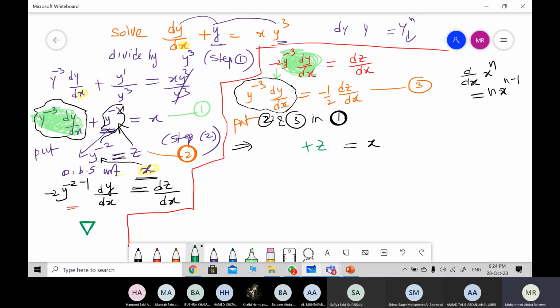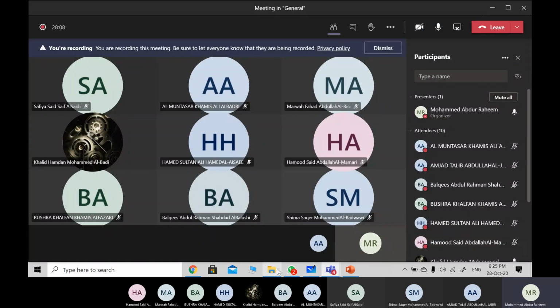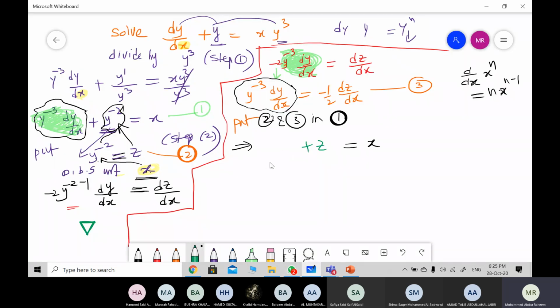The other name. I need to call names. Hamid Sultan. Yourself? Hamoud. So this and this same. So this going here. Where, Mr.? This here.